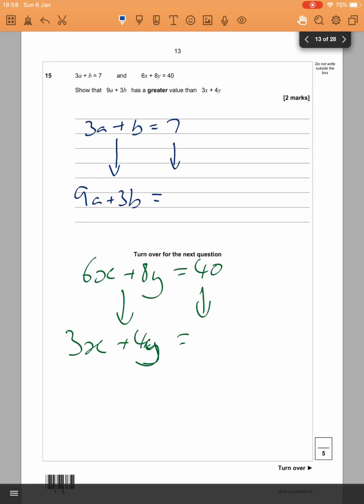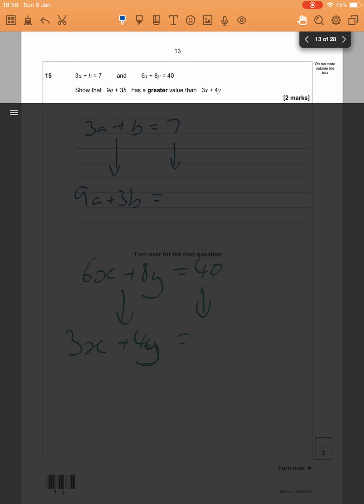Question 15. Right, I've started writing something down here already, so I'll explain it. So, we're told that 3a plus b equals 7. And we're told that 6x plus 8y equals 40. And we have to show that 9a plus 3b has a greater value than 3x plus 4y, and it all sounds complex, especially for just 2 marks.